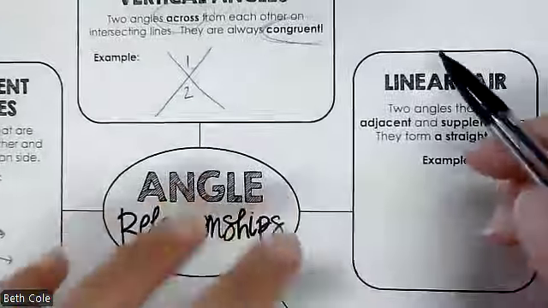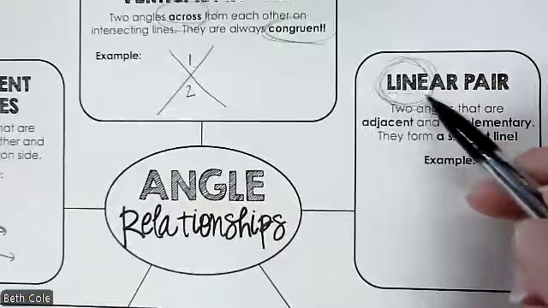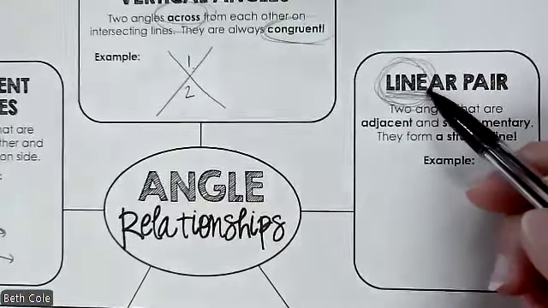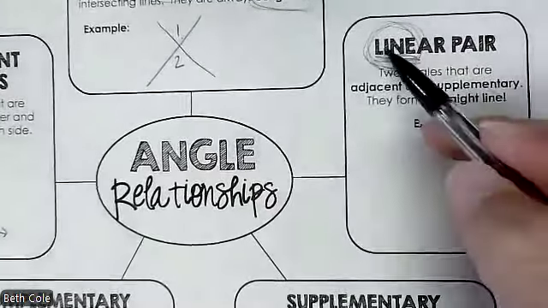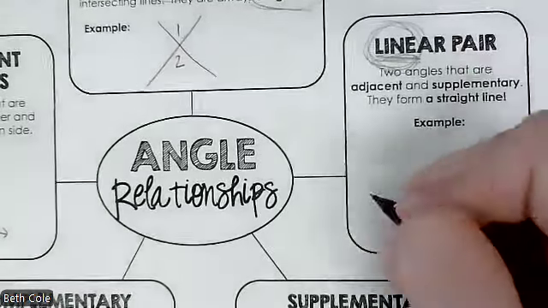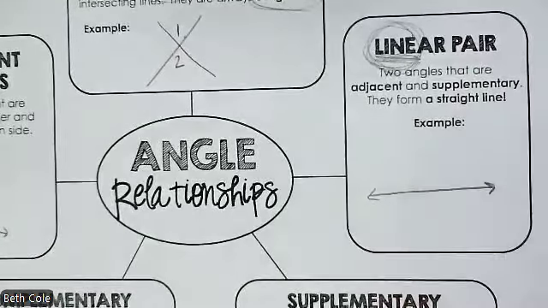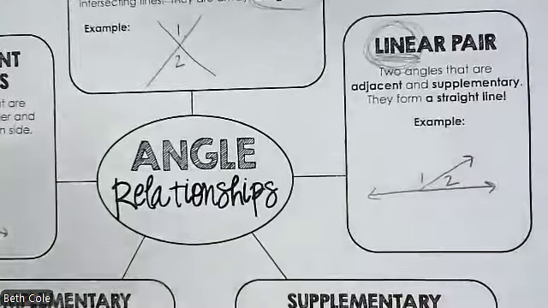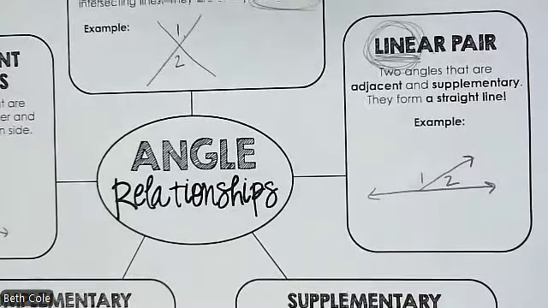All right, linear pair. That is a pair of angles that make a line, a straight line. That's all that linear means: line, pair means two. So draw yourself a straight line and then put another ray coming off of it. These two would be a linear pair. They make a line together. Pair of angles that make a line. Okay.